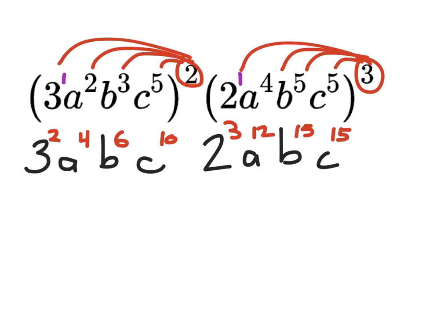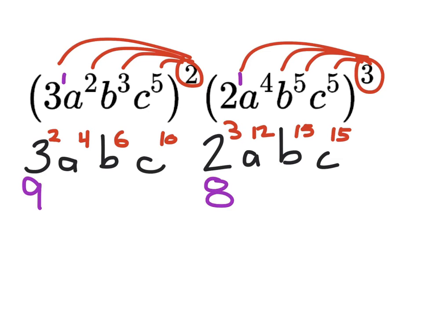Now the next thing we can do is look at the 3 to the power of 2 and the 2 to the power of 3, the number bases, and actually evaluate those, right? So 3 to the power of 2 is 3 times 3, which is 9. And 2 to the power of 3 is 2 times 2 times 2, which is 8.